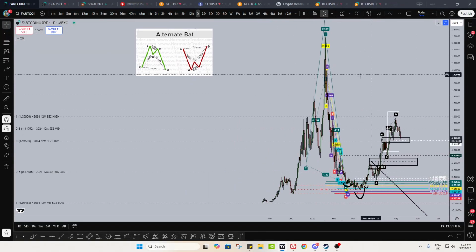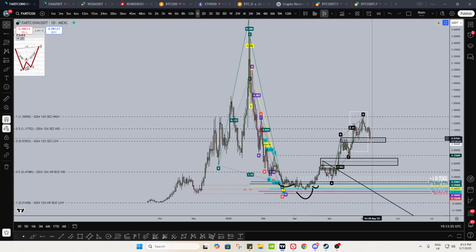Right. Okay, so that is Farcoin, right? Again, I'm only going to be looking for leverage trades, and that's going to be scalp the swings as well. I'm not looking for any swings here. That's just not me. It's not the way I trade. No swings here for me. Only scalp the swing opportunities.